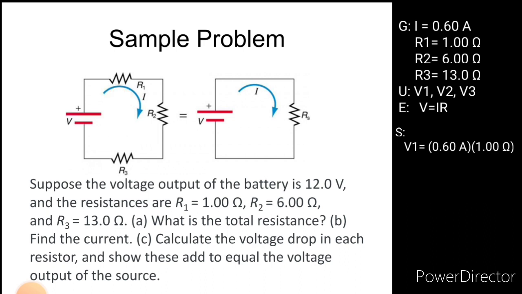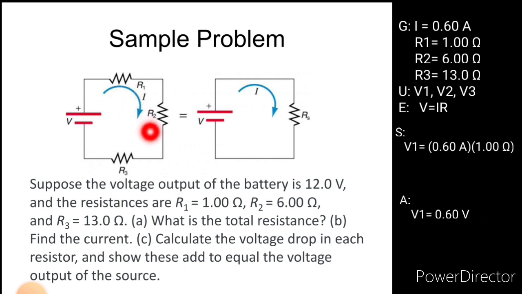Okay, so anong magiging voltage natin sa una? Again, V is equal to IR. So that will be 0.60 ampere times 1 ohm, and we're going to have 0.60 volts. So sa ating R1, ang ating voltage is 0.60 volts.